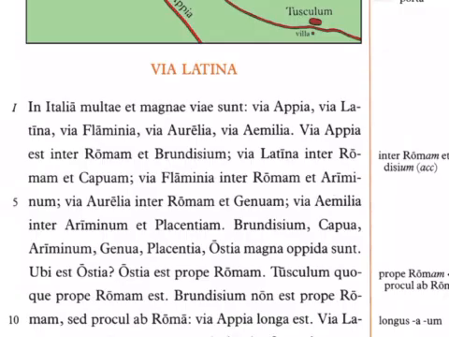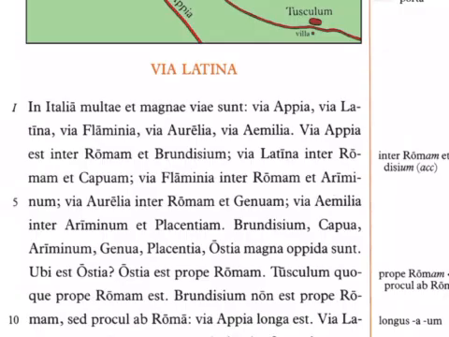I might mention here inter, this new preposition that means between or among. It's where we get a lot of words like interstate and internet from. Via Latina inter Romam et Capuam. The Latin way is between Rome and Capua. Capua is kind of to the south, maybe a little bit east too. Via Flaminia inter Romam et Ariminum. The Flaminian way is between Rome and Rimini. Ariminum is the modern town of Rimini.